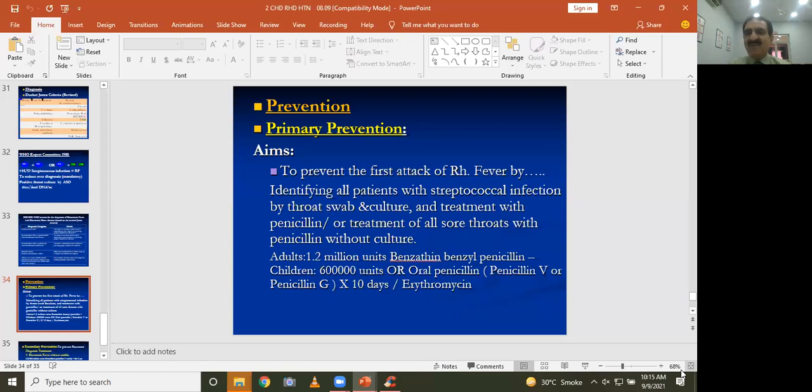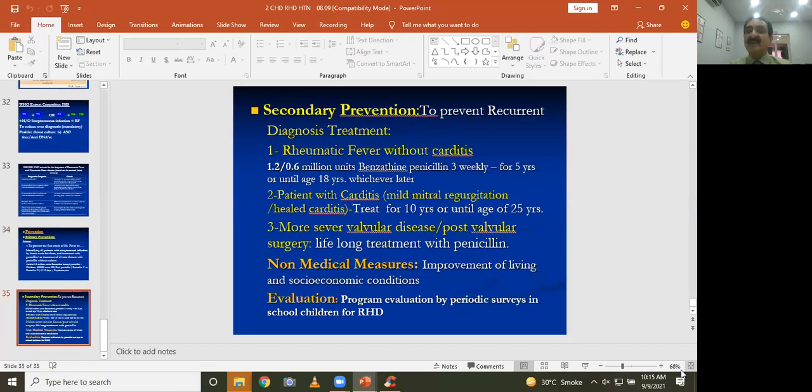You can give erythromycin, the drug of choice, and that is given to the adult as well as to the children. To the adult, 500 milligrams BD for 10 days, and for children, 250 milligrams BD for 10 days.